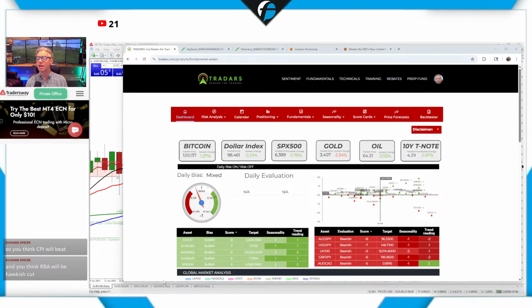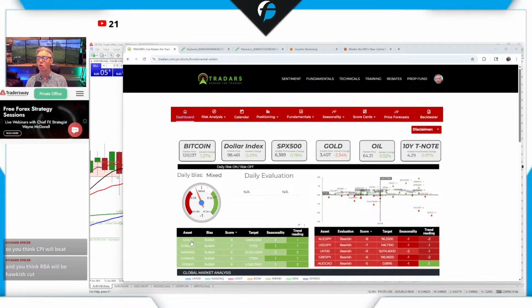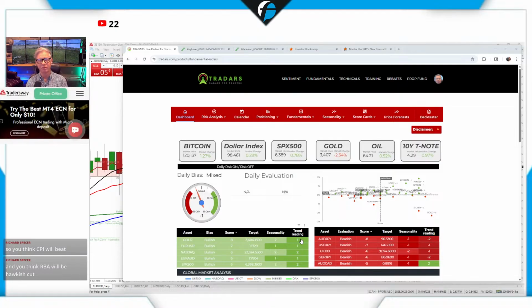Gold is doing its last hurrah. It is moving, both technically, seasonally. See, gold is bullish. It's got a strong score. Seasonally, it usually goes up in August, and the chart says it's technically going up. Notice how all these are lining up. Now, this one doesn't. So what's going on here?